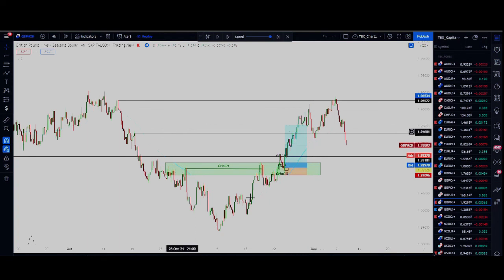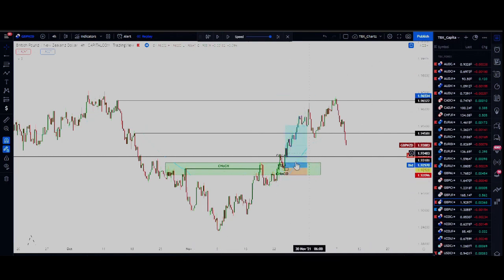Here we use double bottoms as a continuation pattern. I think I pointed out and drew something on this yesterday. Okay, this is even a change of character, which proves that this is now an uptrend. So I think I drew some higher highs and higher lows on this yesterday. So this is an uptrend.